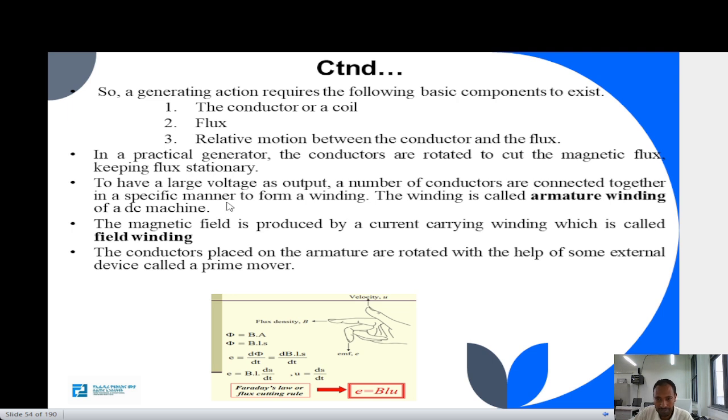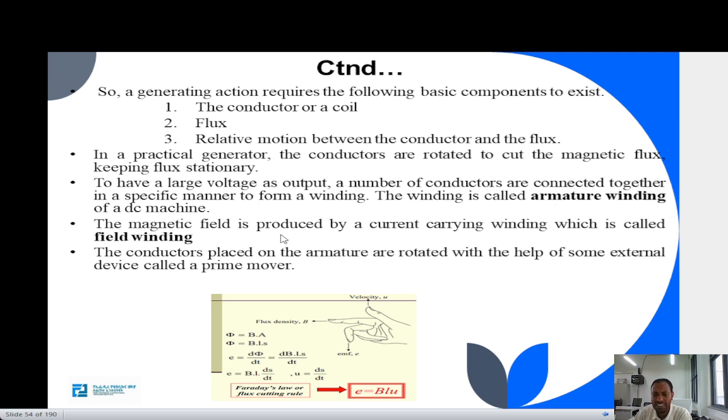If we want a large output voltage, we have to have a large number of conductors. In order to have large voltage output, we need a number of conductors arranged in a different fashion, either in a wave or lap winding manner, on the armature. We call these conductors the armature winding.